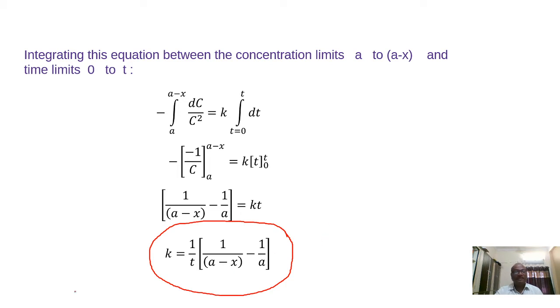Like this we can derive the equation for the second order rate constant. So this equation is applicable to the reaction where only one reactant is present. That is important. Okay. Next, let me see about the next case.